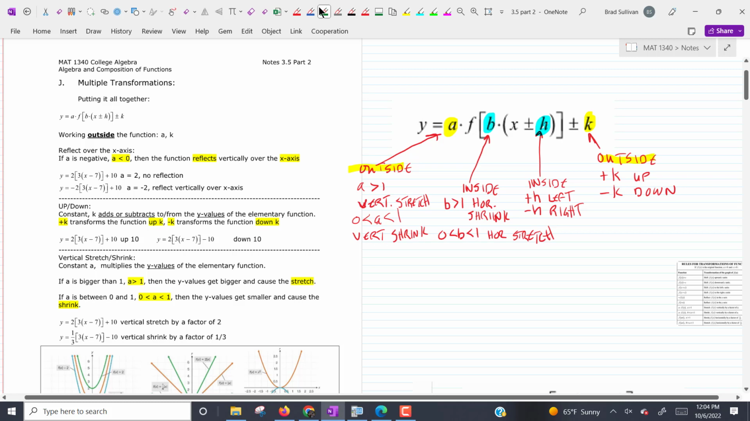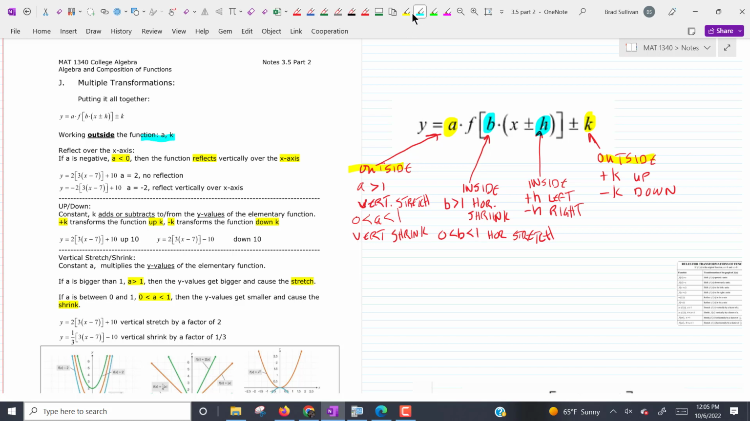All right, so I'm going to display what we have on here and make some points. If you look at example number 1, the first thing we're looking at is when we're outside of a function. These are the transformations. You can reflect over x, you can go up or down, or you can vertically stretch or shrink. The number in front is outside of the function. Here there would be no reflection because it's positive 2. If it's negative 2, that reflects over x. So that number in front is what causes things to reflect over the x-axis.